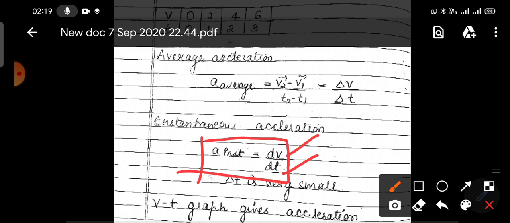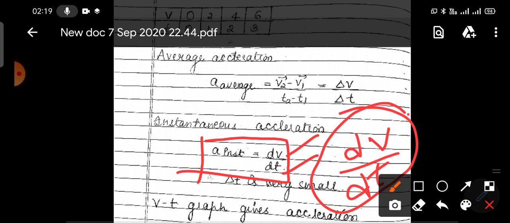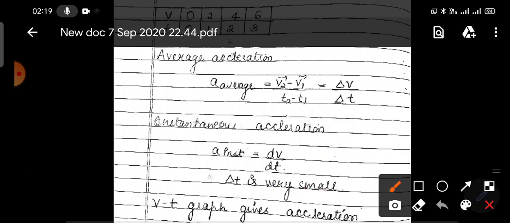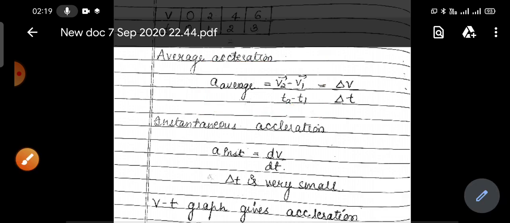So for instantaneous acceleration, the very small change in velocity is written as dv, and the very small time is written as dt. But the acceleration is not small, because if you divide two small quantities then you will get a large quantity. The formula of average acceleration is final velocity minus initial velocity divided by final time minus initial time. Now, how to find the acceleration graphically?